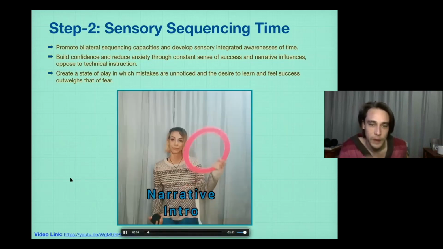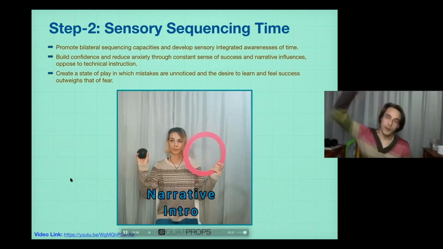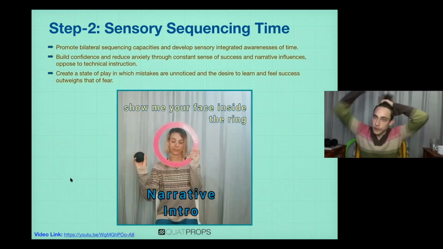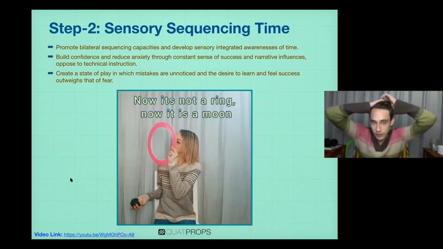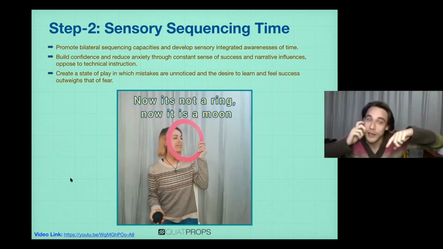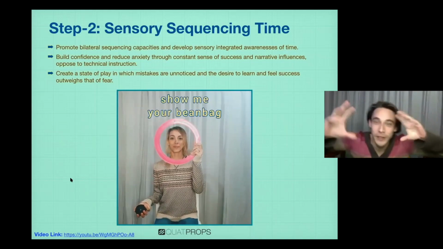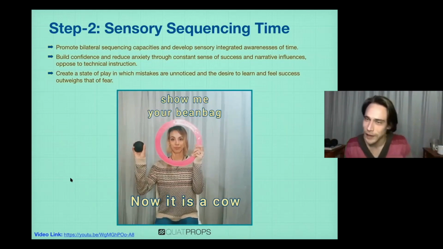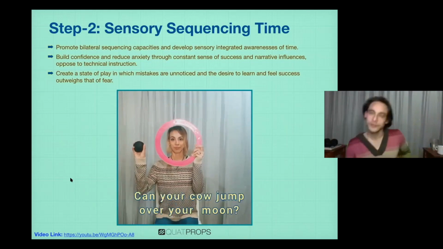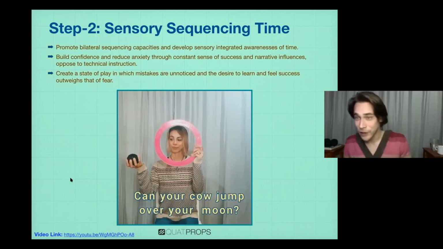Should be played. So, narrative intro. For all these exercises, I'm going to use a story. I start off by saying, show me your face inside of the ring. Now it's not a ring. Now it's a moon. And I want to see what color is your moon. So I get everyone to look at each other and put their faces inside a circle. And I say, now show me your beanbag. And now it's not a beanbag. Now it's a cow. And the cow, I ask, can your cow jump over the moon?